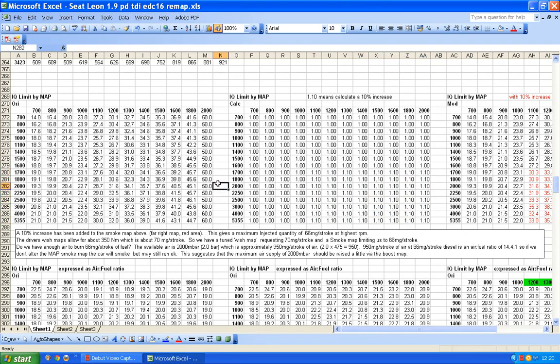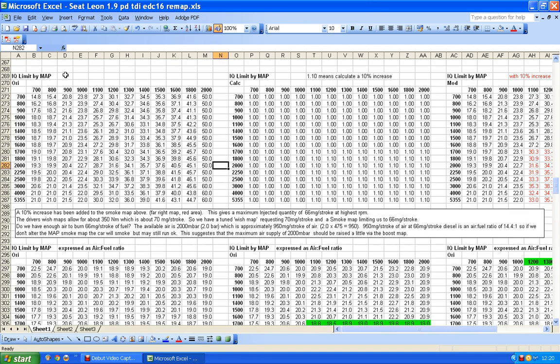Okay, in this video I'm going to take a look at the smoke map from my Seat Leon EDC16 105 brake horsepower file. Here's the original map, and this is the smoke map limited by manifold absolute pressure. There was another map, IQ limited by MAF, or mass airflow, which did not appear to be functioning, so I'm ignoring that one and going straight to this one. So, smoke, or IQ limited by MAP, so by pressure.